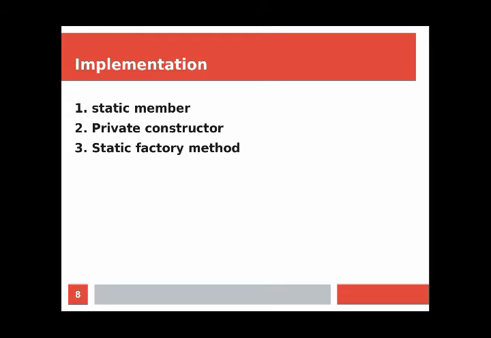First one is the static member. It gets memory only once because of static. It contains the instance of the singleton class. And second is private constructor. It will prevent instantiating the singleton class from outside the class. And third one is static factory method. This provides the global point of access to the singleton object and returns the instance to the caller.